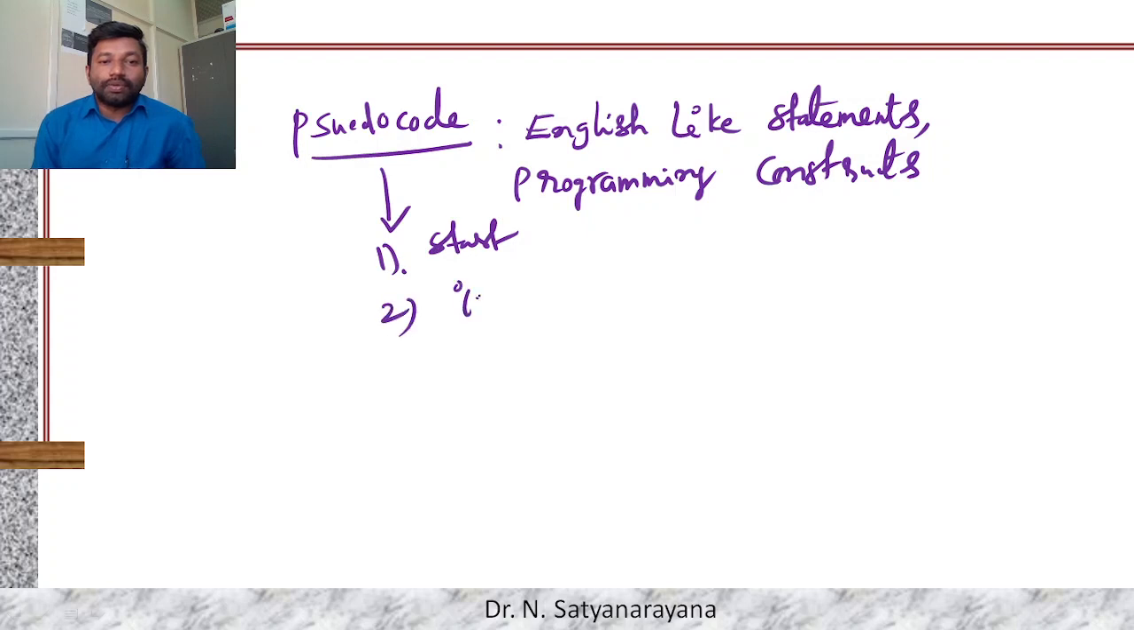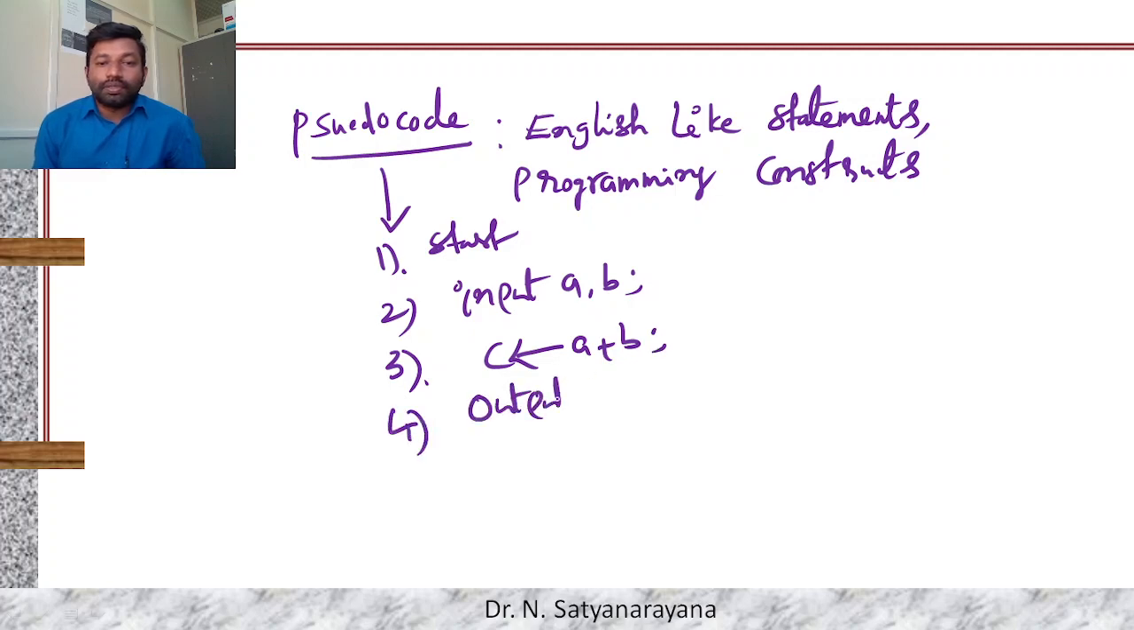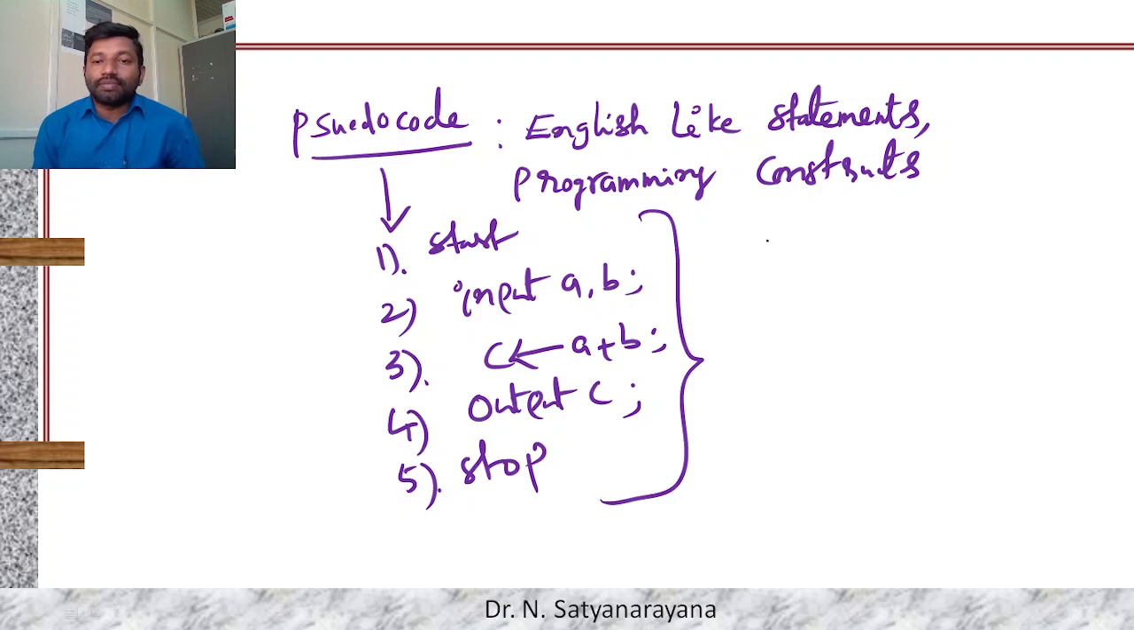So input A, B, and we say C operate C as A plus B, and we say output C, and stop. What difference that you can observe from the algorithm is, I said input. So first thing is, this must be in English.